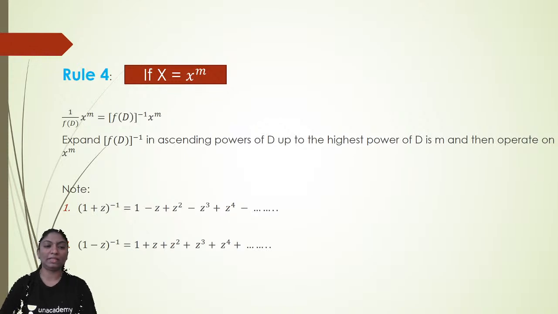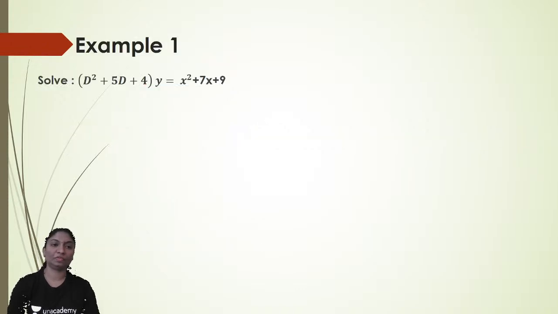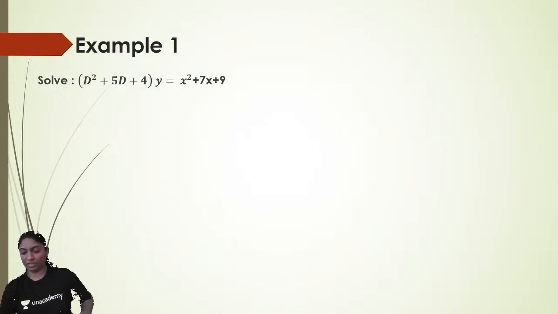Now here, (1 plus z) raised to minus 1 is equal to 1 minus z plus z square minus z cube plus z raised to 4 minus and so on. Now (1 minus z) raised to minus 1 is equal to 1 plus z plus z square plus z cube plus z raised to 4 plus and so on. We can expand like this. Now we'll see the first example of this type.